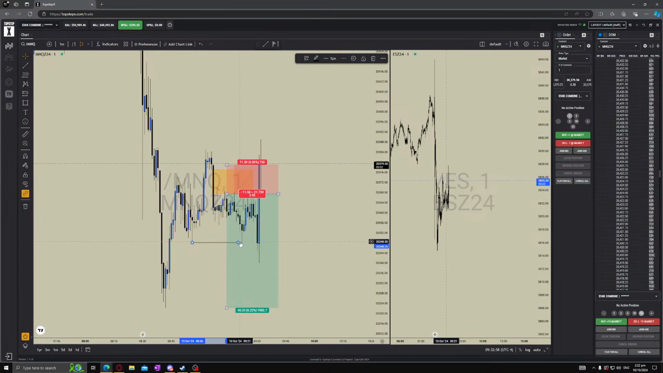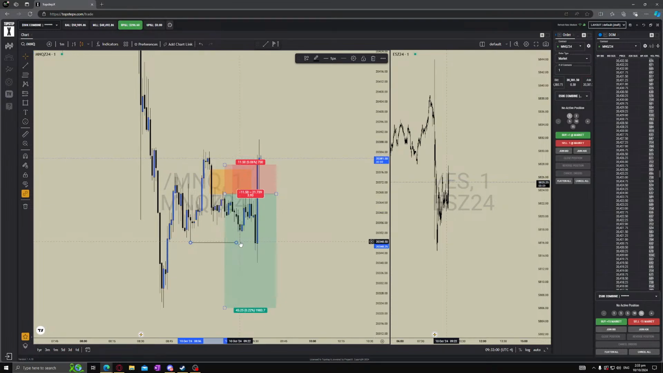We entered with 10 contracts, 10 micros. I sold 7 here. I moved my stop loss to break even. Then we just got stopped out, as you can see. So that was the first trade for today. Now we just wait and see.